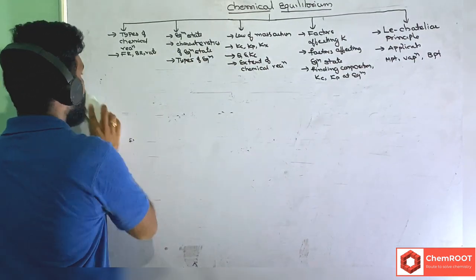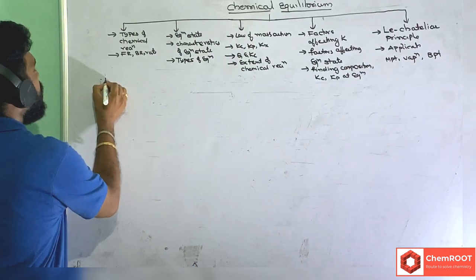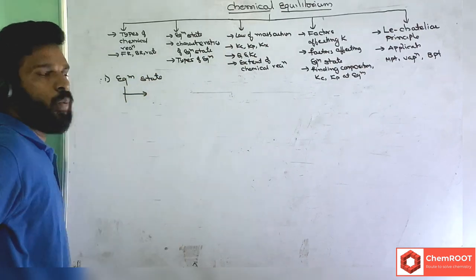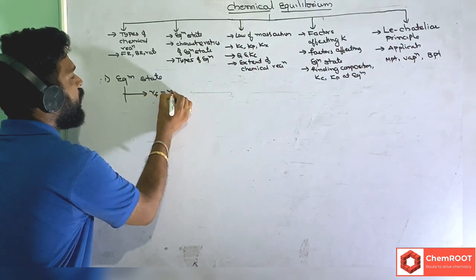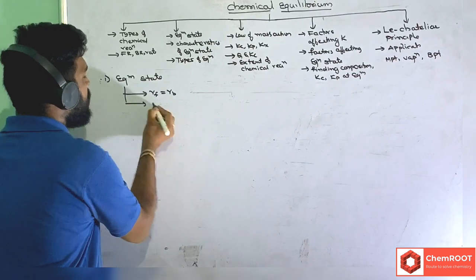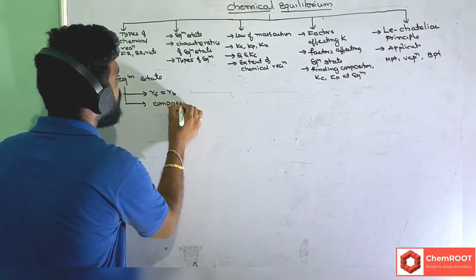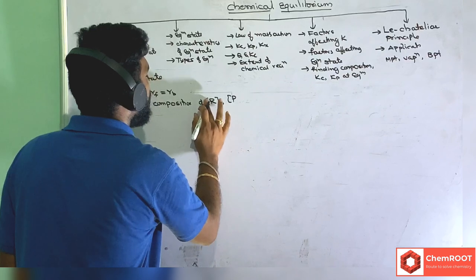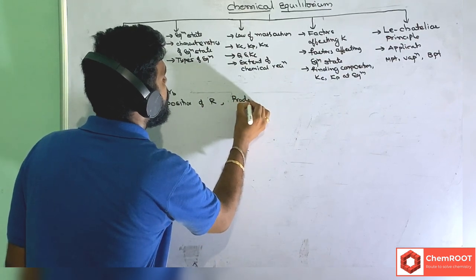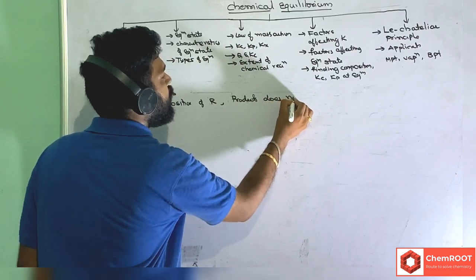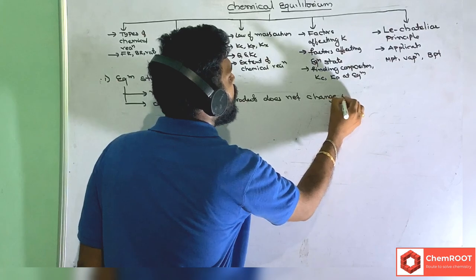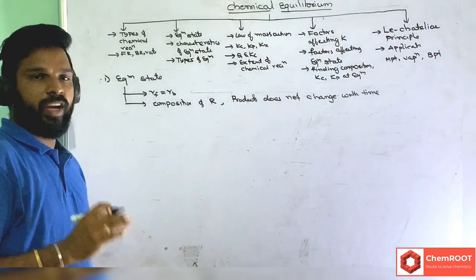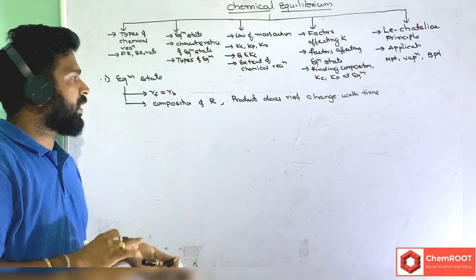And the next one: what is the equilibrium state? You can remember it in two points. One is the state at which the rate of forward reaction equals the rate of backward reaction, or the state at which the composition of reactants and products does not change with time. That state we call the equilibrium state.